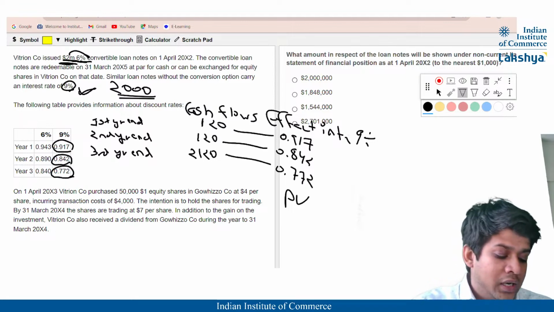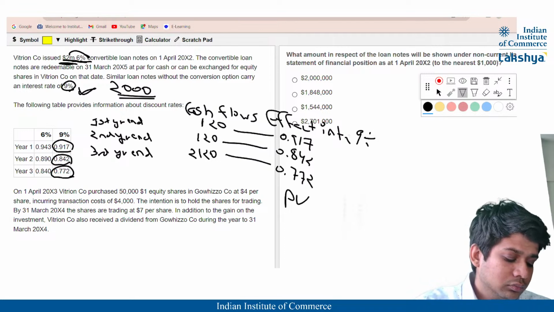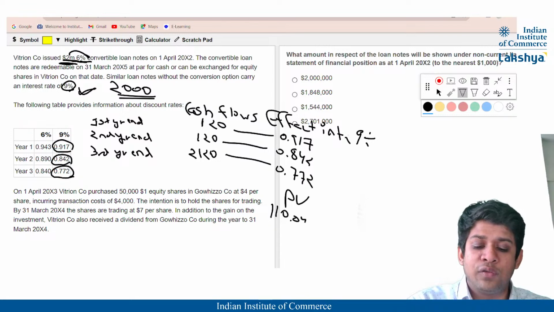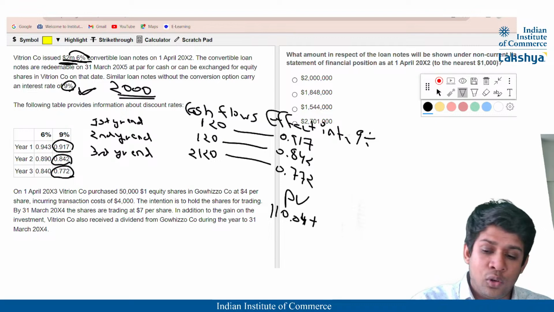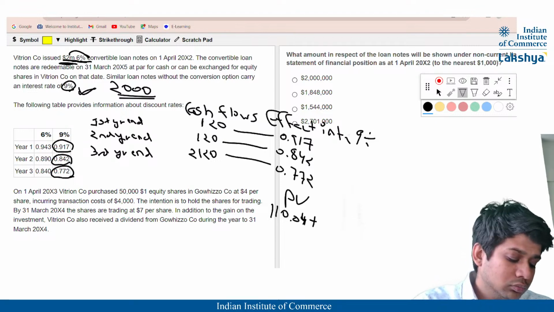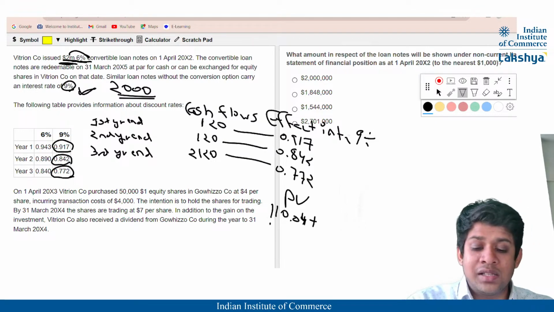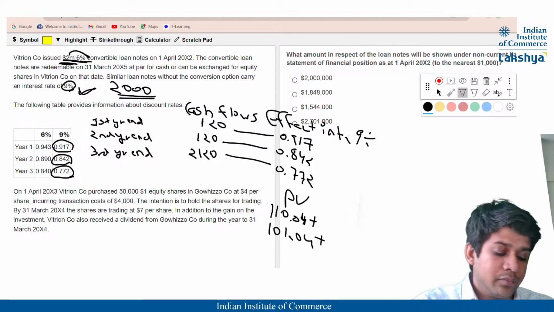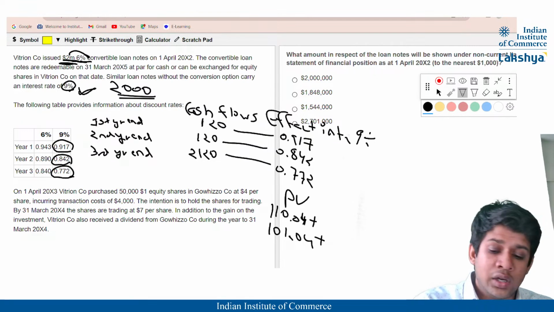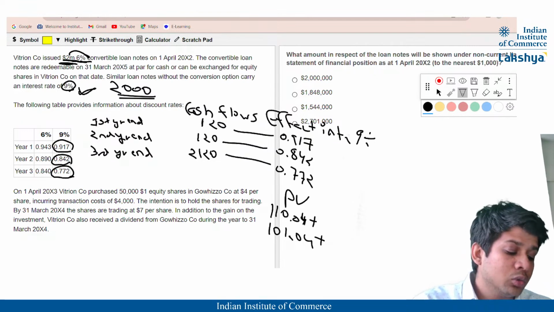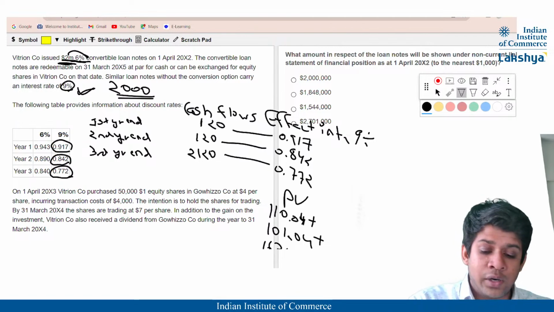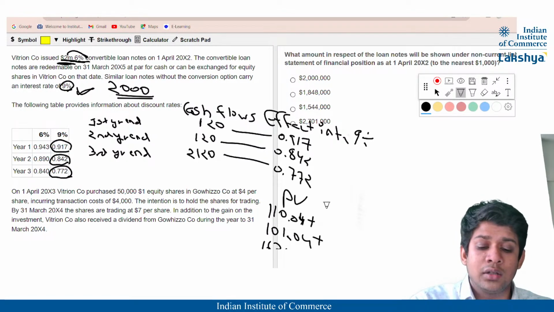So 120 into 0.917, that is 110.04, plus 120 into 0.842, that is 101.04, plus 2120 into 0.772, that is going to be 1636.64. Okay, I'm not able to write it.